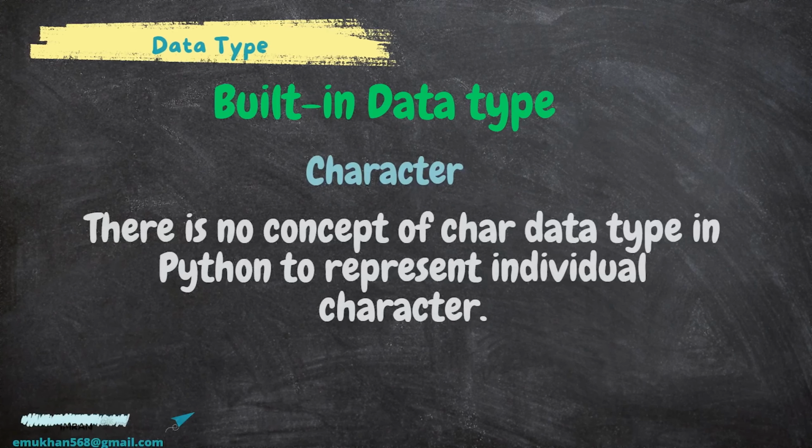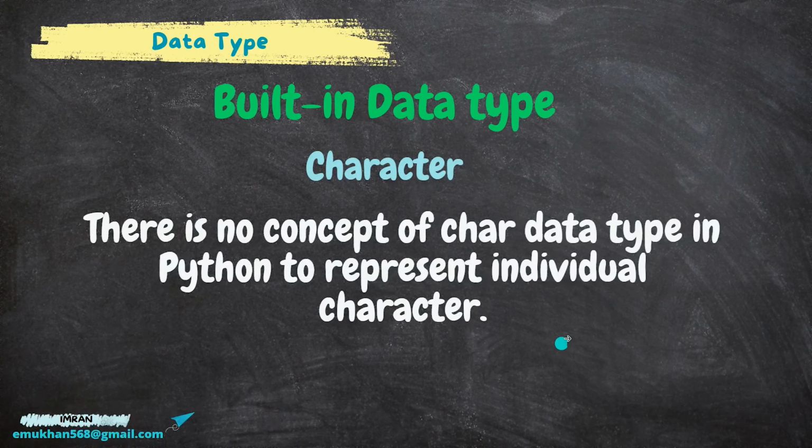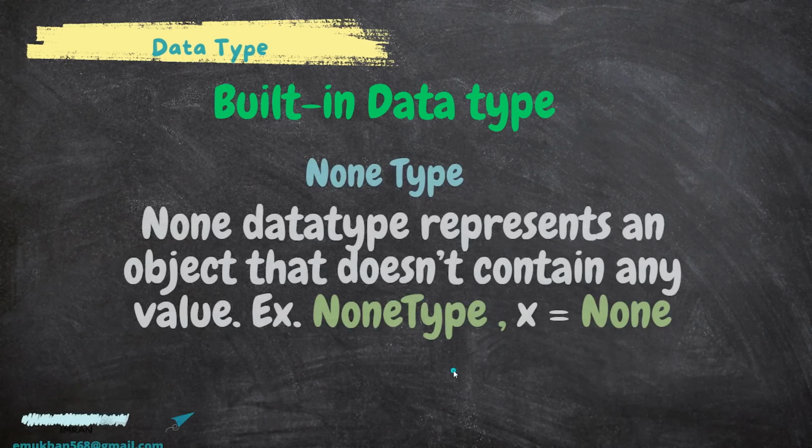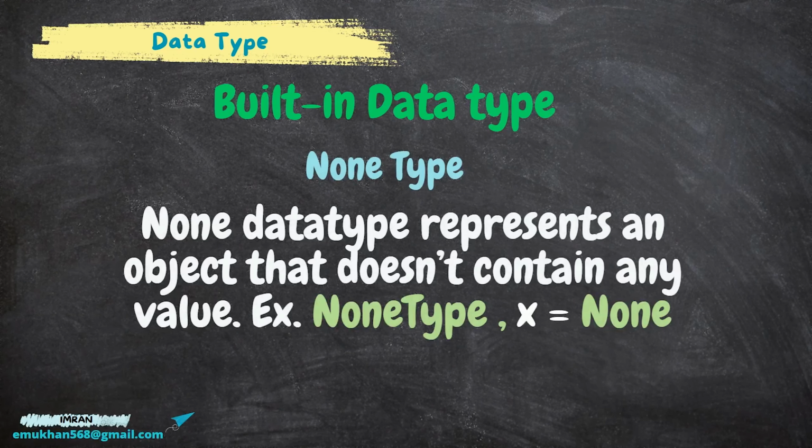No worry. NoneType is something that will contain an object, but there is no value. Character: there is no concept of a char data type in Python to represent an individual character. And let's talk about NoneType. The NoneType data type represents an object that doesn't contain any value. Python considers everything as an object, right? So we will talk about it in OOP, object oriented programming, about objects, how objects work, and how we can say that Python considers everything as an object, right?